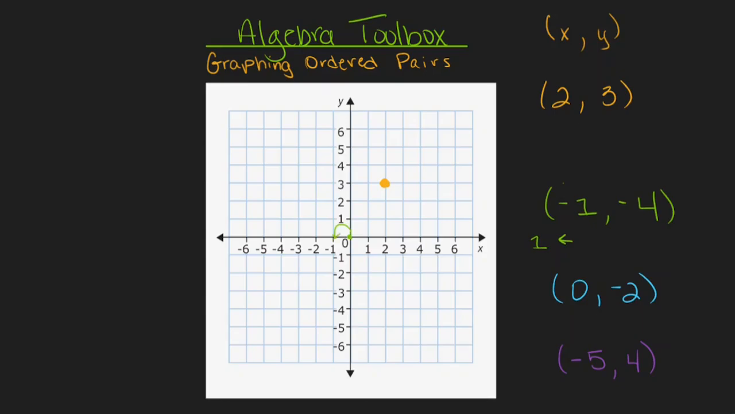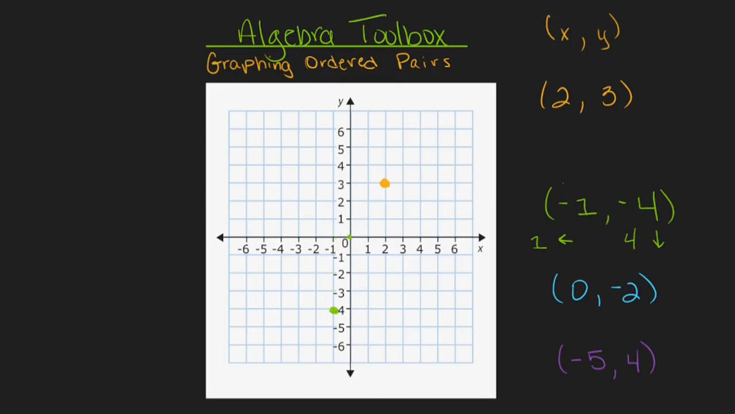Now I have to think about the impact of the y-coordinate. The y-coordinate is -4, so that's telling me to take 4 jumps in the negative direction. For y, the negative direction is down. So I'll go back to the point that I found after taking my one jump to the left and go 1, 2, 3, 4 jumps down. That puts me here. Because this point is one jump to the left and 4 jumps down from the origin, this is the point -1, -4.